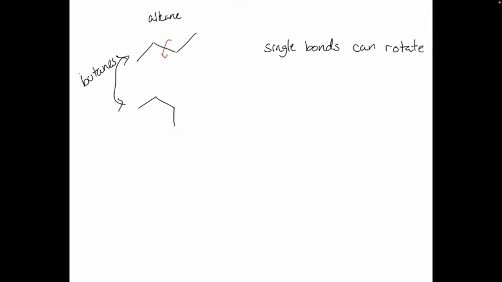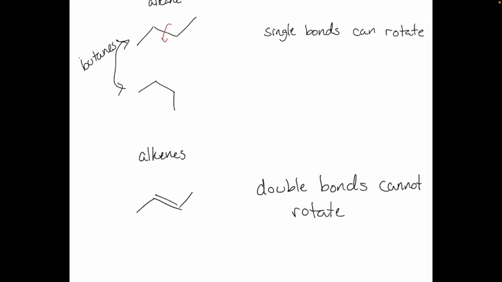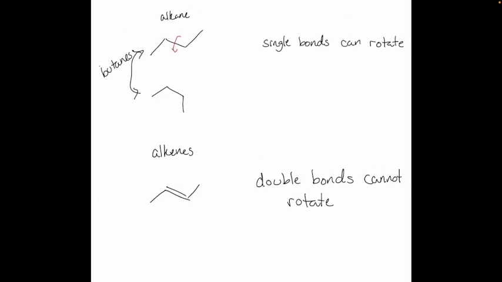Okay? When we go to alkenes, double bonds cannot rotate. Okay? So these two methyl groups are stuck on opposite sides of that double bond. It can't just rotate and put them back on the same side like we just showed with our butane. With our butane, we said that those two were the same structure. Right? But double bonds cannot rotate.